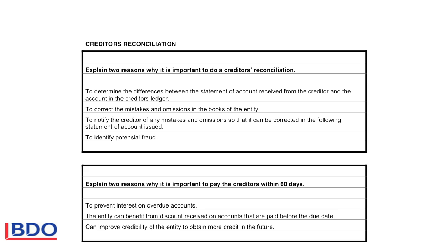The entity can benefit from discount received on account if you pay before the due date. So you can sign an agreement with your creditor that you will pay within 60 days. If you take longer than 60 days, they will charge you interest. If you pay sooner, so you take less than 60 days to pay, they will give you discount. So that means that because you paid earlier, you can obtain discount that will reduce your expenses. In the future, this can have a very big effect on your business.